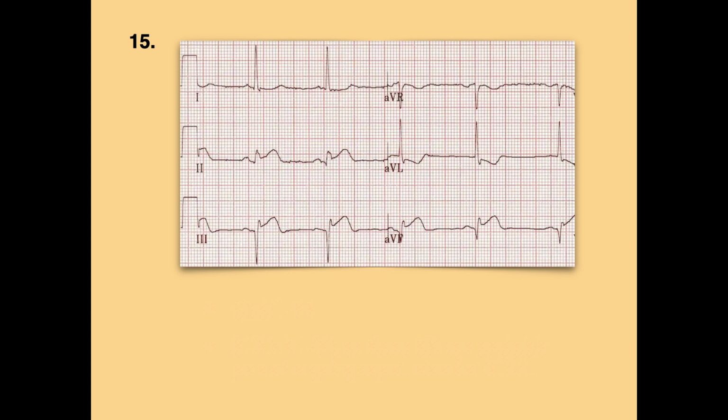Then I have a question, because this is my Q. It's taking up more than 25%, but it's AVR. Let's just not worry about AVR until we worry about perfect. So I'm going to say it's an acute inferior MI.